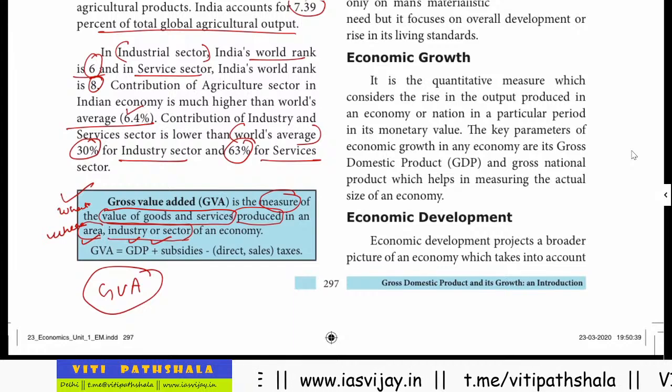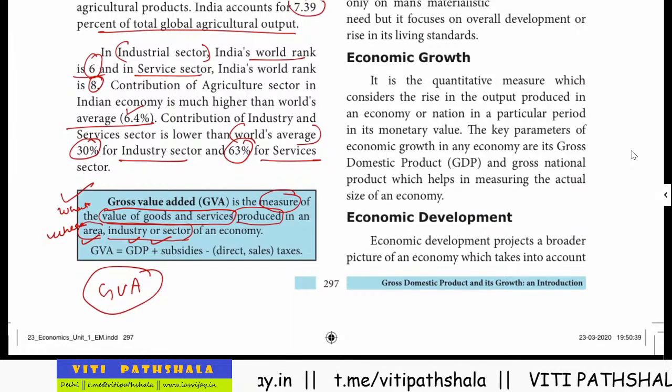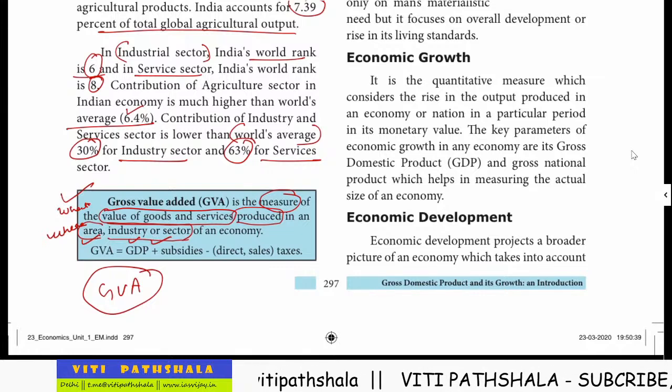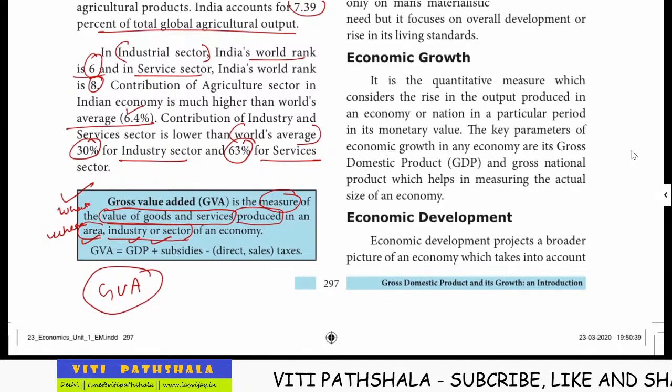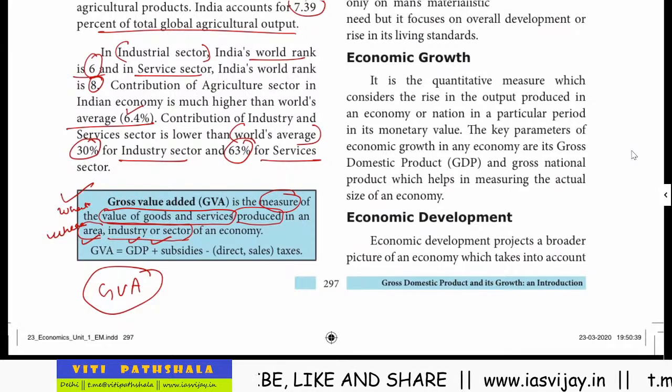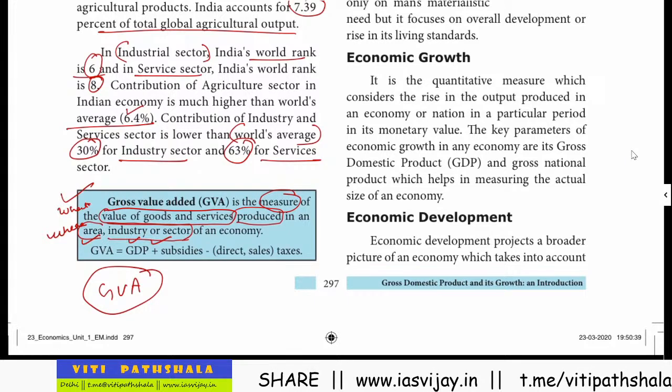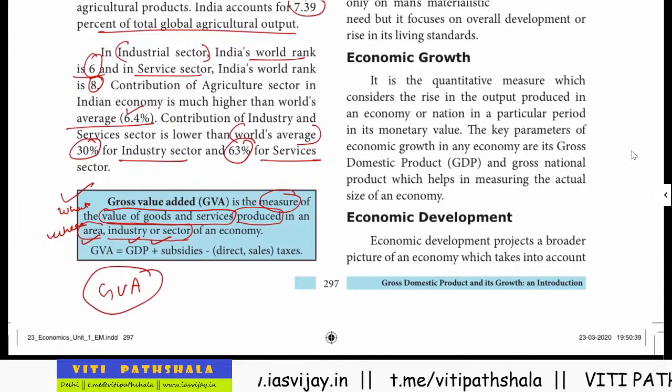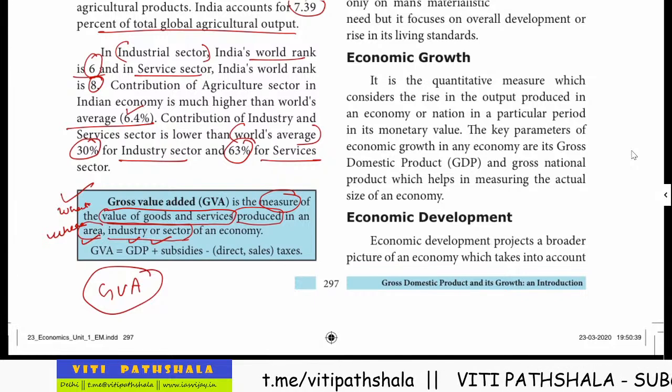So GVA equals GDP plus subsidies minus the direct taxes. So in GDP you add whatever subsidy you get, for example farm subsidy or the urea subsidy, and so many subsidies are there. So add them and then deduct the taxes, direct tax.